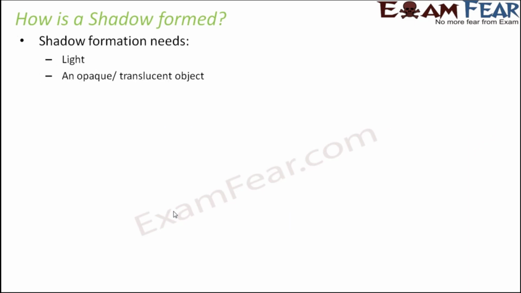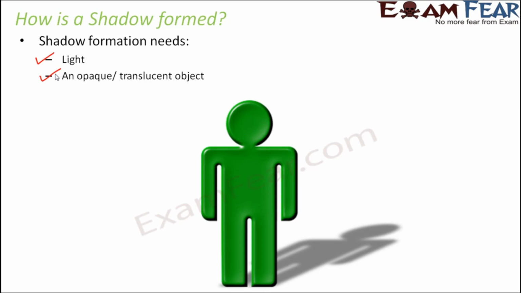Now for shadow to form, two things are absolutely important. Light has to be present. In dark, shadows are not formed. An opaque or translucent object has to be present, because if there is no object to block light, again shadows will not be formed. So let us look at this example.